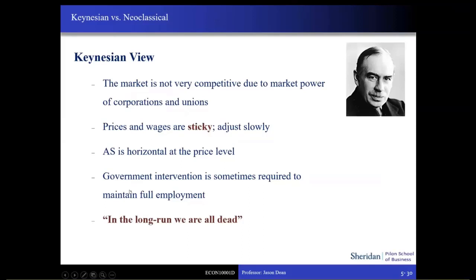So in the very short run, he says that the aggregate supply curve is horizontal at the price level. And that means that prices are fixed. If you draw an aggregate supply curve that's horizontal, you're basically assuming that the prices are fixed at some level, right? And so they can't change. So if the product prices can't change, then you can't have inflation.